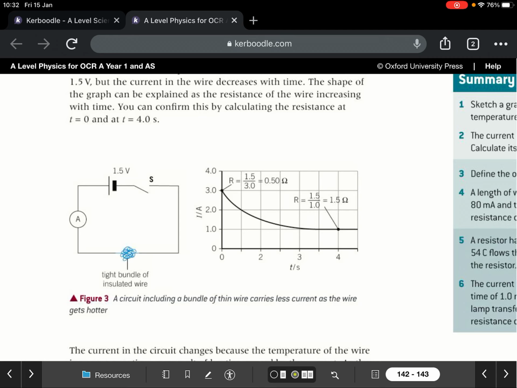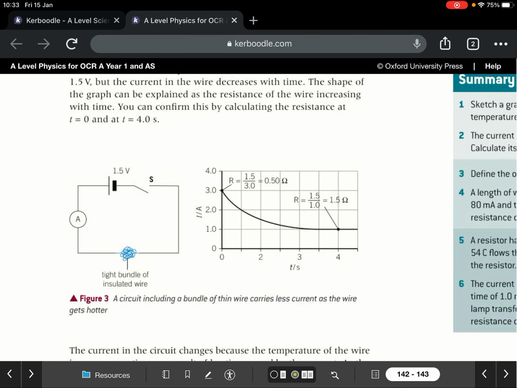Now, knowing that 1.5 volts was provided by the cell, they could work out the resistance at the different points. So if you look at 0 seconds, they've worked out the resistance by saying R is V over I, so 1.5 divided by 3. So the resistance of the circuit initially was 0.5 ohms. However, you can see resistance increased. By the time it got to 4 seconds, it was 1.5 volts, that stayed the same, divided by 1 amp of current, giving you 1.5 ohms of resistance. So you can see it's got 3 times higher in the 4 seconds that the circuit was switched on for.